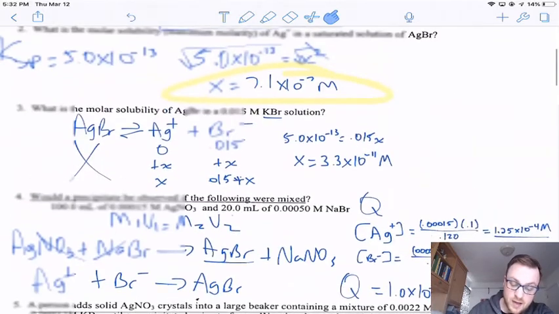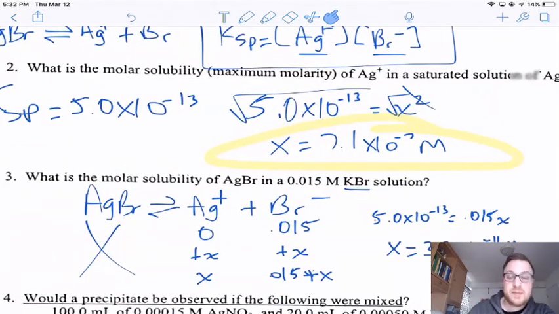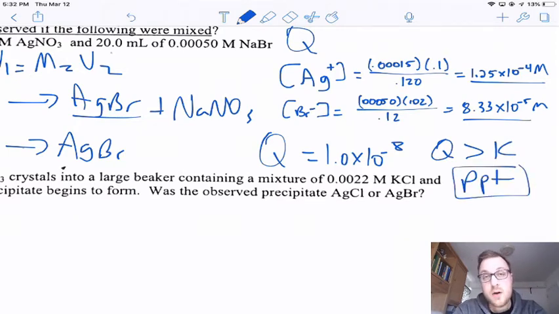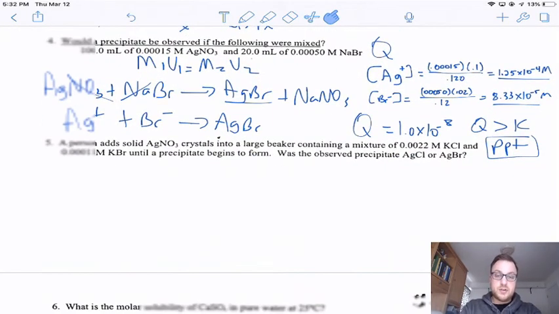Our K is 5.0 times 10 to the negative 13th. Therefore, our Q is greater than our K, and a precipitate will in fact form. Not a PowerPoint, a precipitate. Last question on this page, and then you will be on your own.